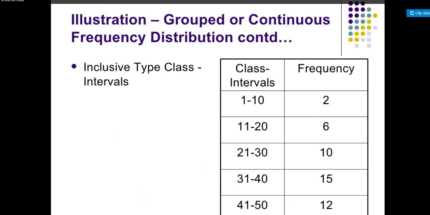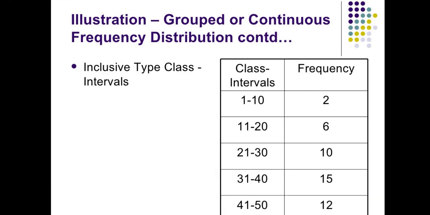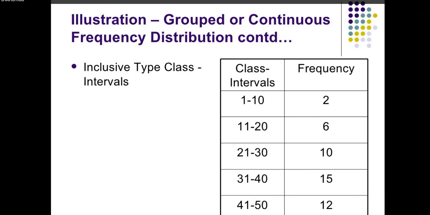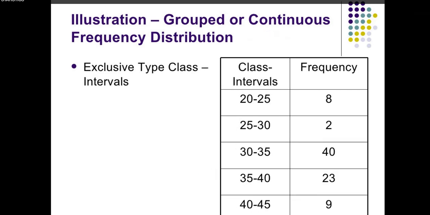Last class we studied exclusive and inclusive type of data. Now we can go through exclusive type of data and inclusive type of data. Here you can see 20 to 25, 25 to 30, 30 to 35, like that different class intervals. Here this 25 is calculated in this class only. We are not calculating it in this class.